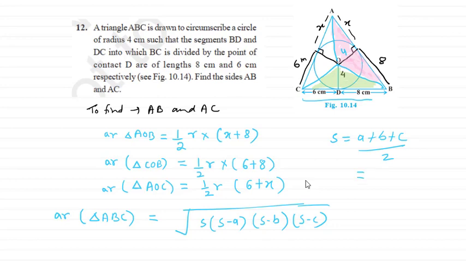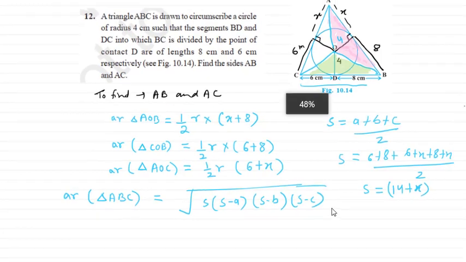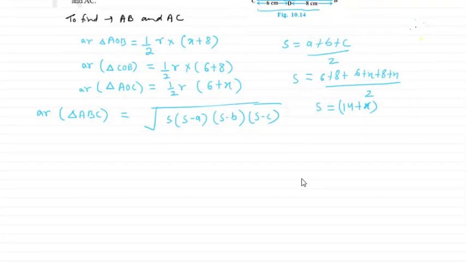So here the value of A, means one of the sides, is 6 plus 8, the other side is 6 plus x, and the other side is 8 plus x, divided by 2. If you solve, you will get S equals 14 plus x. You can just add, so you'll get 2 into 14 plus 2x, divided by 2 will give you this. The same way here we can find out the area of the triangle ABC.